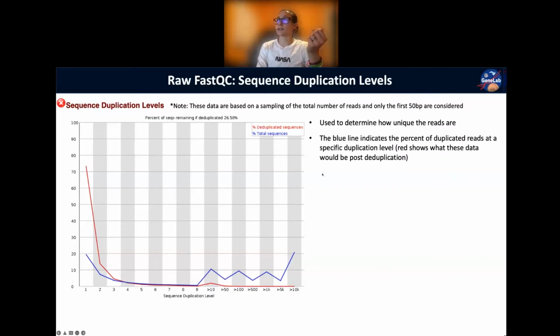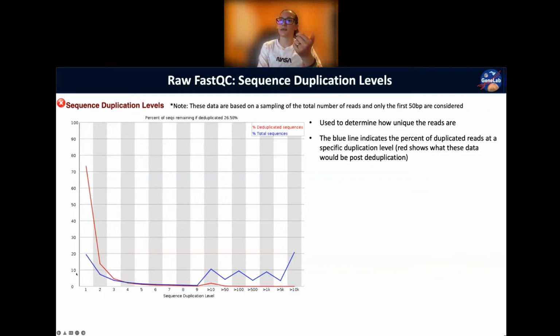Again, it has 2 lines here. The blue line is going to indicate the percent of duplicated reads at a specific duplication level. The duplication level is here on the x-axis. So over here, 1 means that there's 1 copy of the particular sequence. Here means that there's 2 copies, 3 copies, 4 copies, you get it. And then this is the percent of overall sequence.